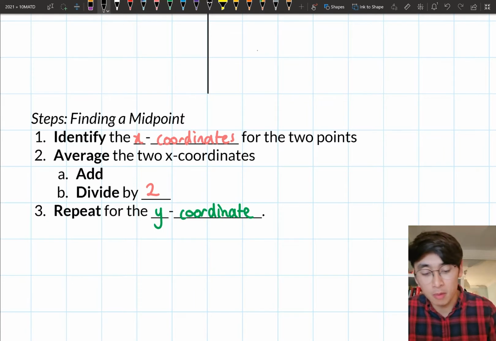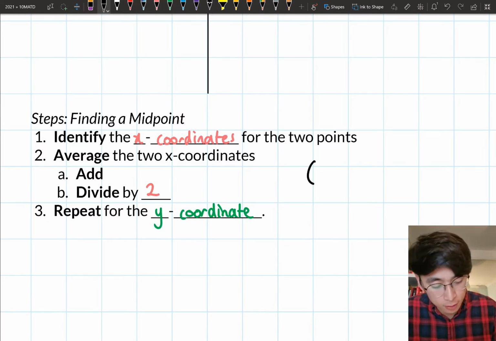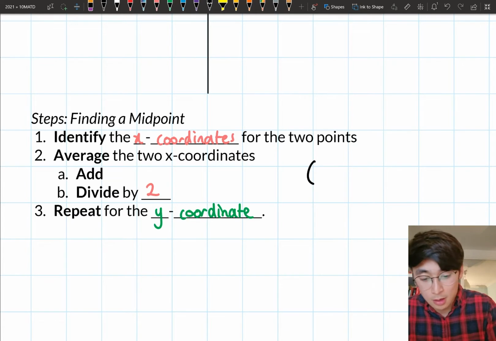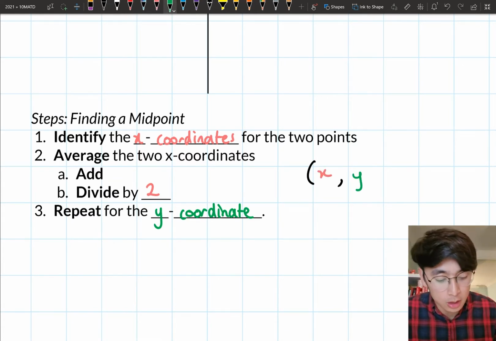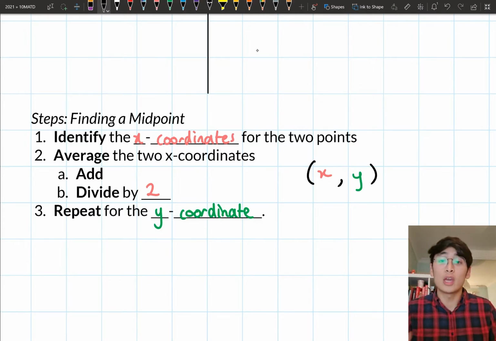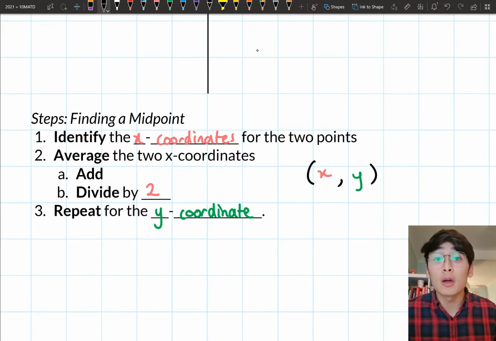Now, just a reminder, when we write coordinates, the first number is our x coordinate and our second number is our y coordinate. And so just make sure that you're looking at the same thing for both the coordinates. Okay, so let's have a go at a few examples of this.